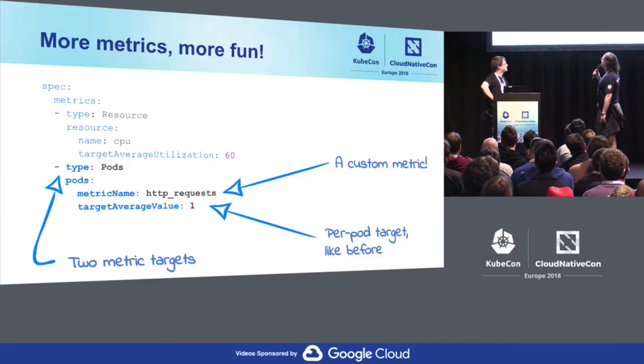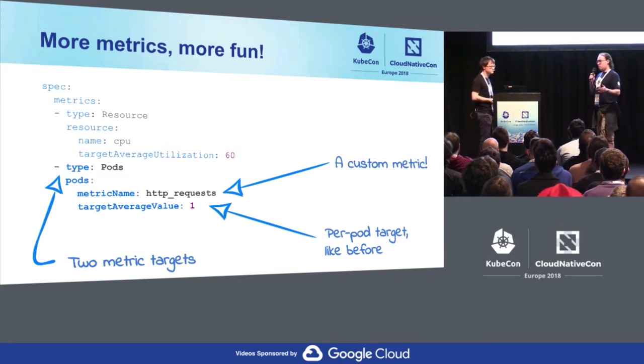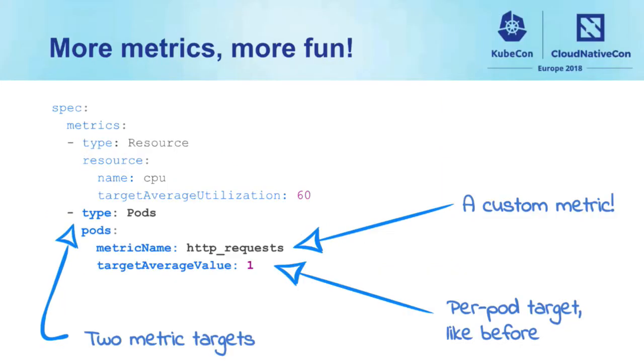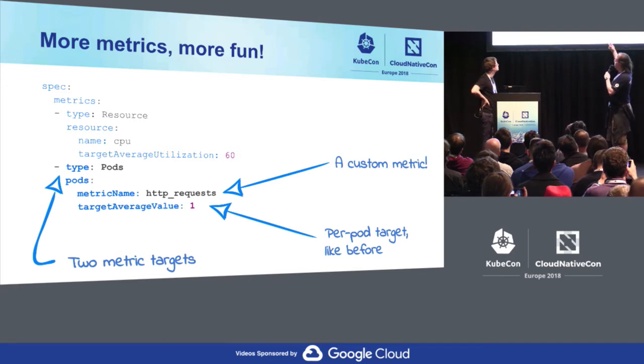All right, so you might have noticed that, when the new form was introduced, the metrics field is actually now a list. What that means is we can have multiple metrics entries, and each metric entry can have a different type or the same type in some cases. And the Horizontal Pod Autoscaler controller will calculate the target replica count for each and then choose the highest one. So here you can see we actually have 2 metrics. We have the resource metric that we had before, so CPU.